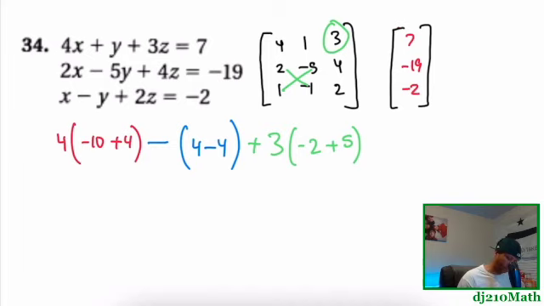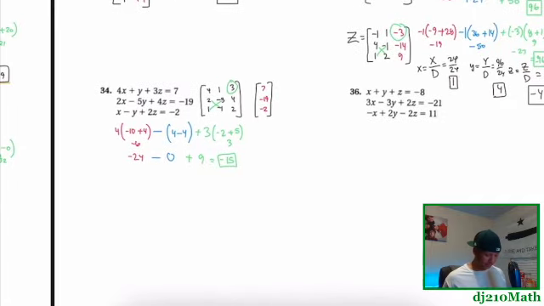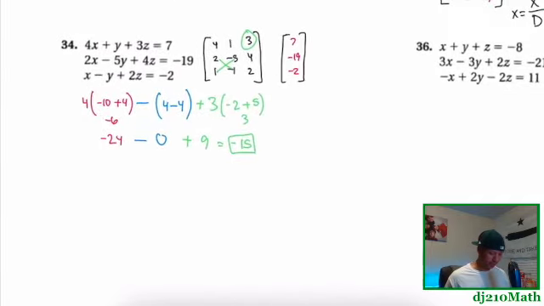So -4 plus 4 is -6. Times 4, -24. Minus 0 plus -2 plus 5 is 3. Times 3 is 9. So -24 plus 9 is going to be -15. So D is equal to -15. Capital D. Okay, we gotta do this a couple more times, guys.